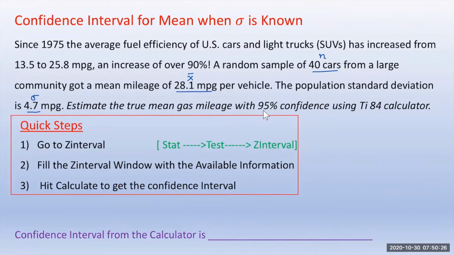So the confidence level C is equal to 0.95. So we have to find the 95% confidence interval using TI-84 calculator. So here we have the quick steps. In TI-84 calculator, first we go to Z interval by pressing stat, test, and Z interval. Then we fill the Z interval window with the information given here in the problem. So using the information, we fill that Z interval window, and then we hit calculate to get the confidence interval. Let me demonstrate this in TI-84 calculator.